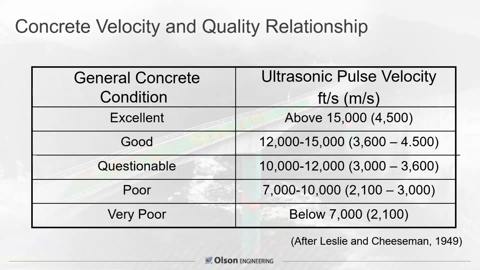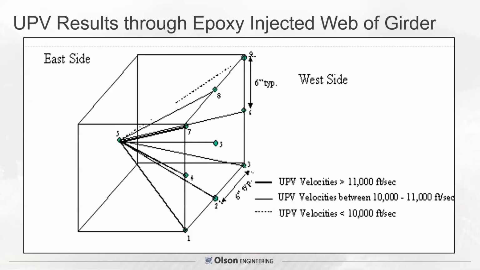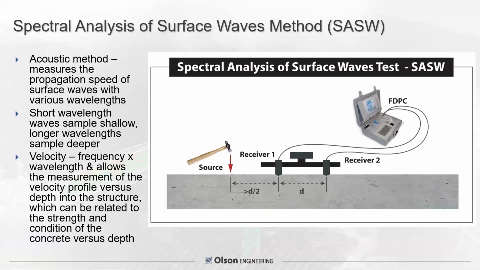The faster it is in general, the stronger the concrete. So these tests were done directly through and at semi-direct angles, again showing some in the dashed lines, particularly slower velocities, less than 10,000 feet per second. So this was again correlating with the impact echo result and showing some isolated problems in that area.